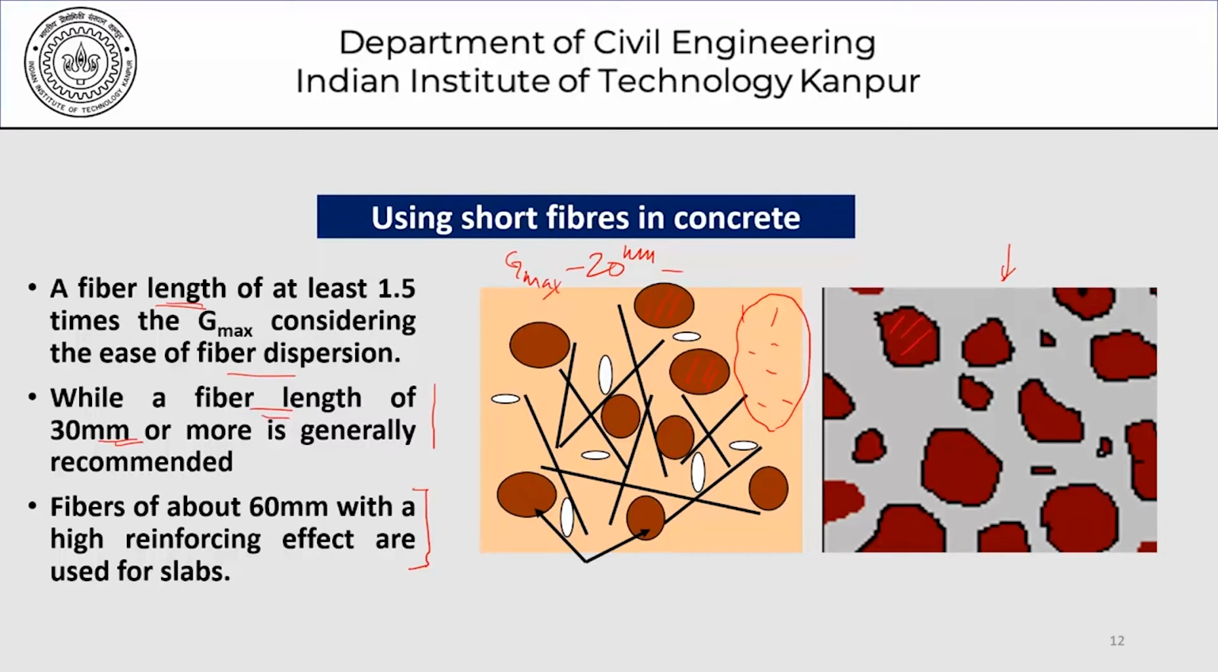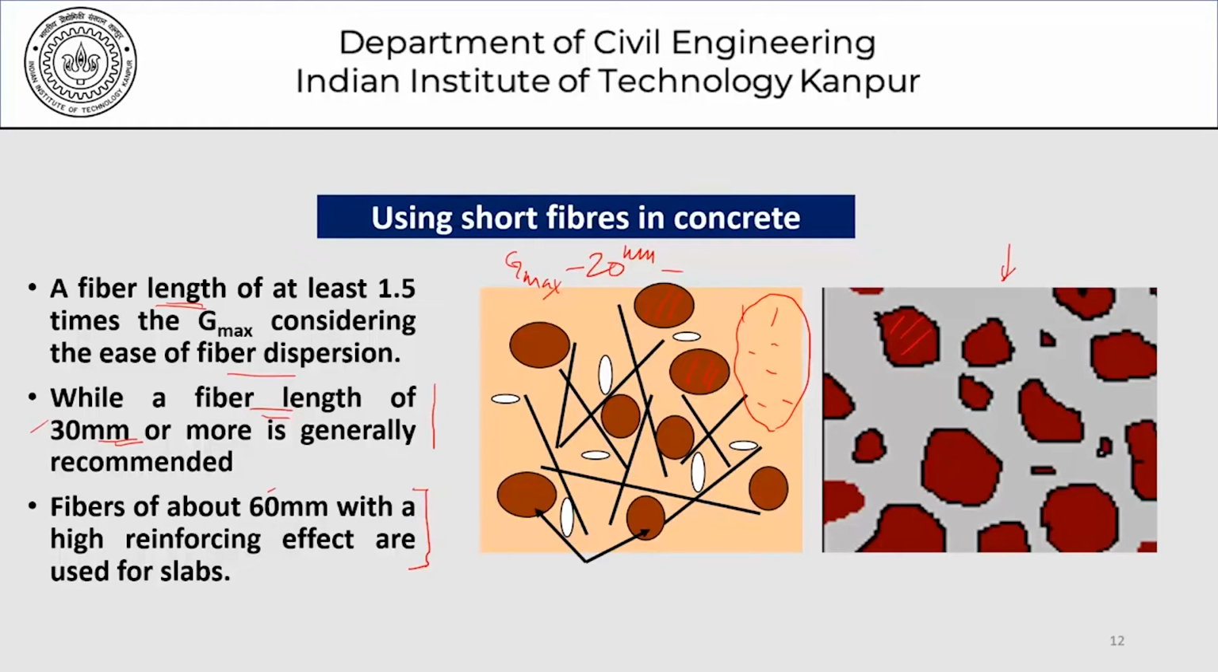Therefore, in slabs, typically the reinforcement is less. So placing the concrete is easier. So we can use slightly larger fibers. So those are the kind of operational issues that we'll probably discuss. Otherwise, you have to learn it on your own. So the size of fibers ranges from about say 30 mm to 60 mm.